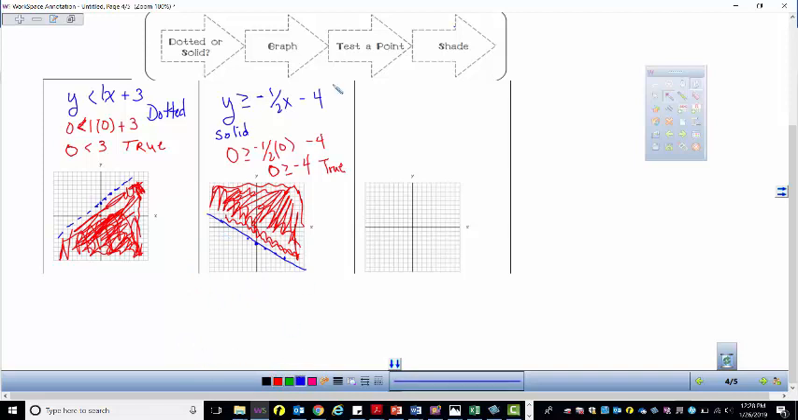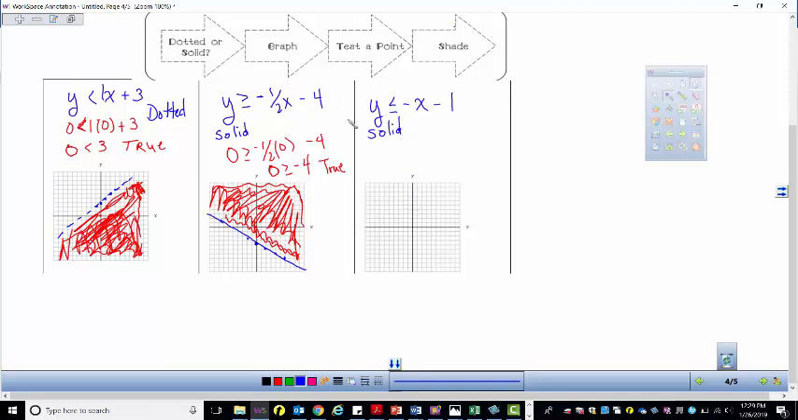All right, let's try another one. Let's try y is less than or equal to negative x minus 1. So again, dotted or solid. Well, it has this equal, so that means it's going to be solid.